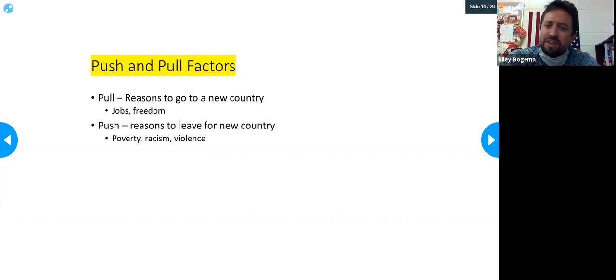And what's pushing them out of their country? A lot of poverty and racism and violence in a lot of these poor European countries, a lot of political violence and religious violence that a lot of these Europeans are facing. So they see opportunity in the United States.